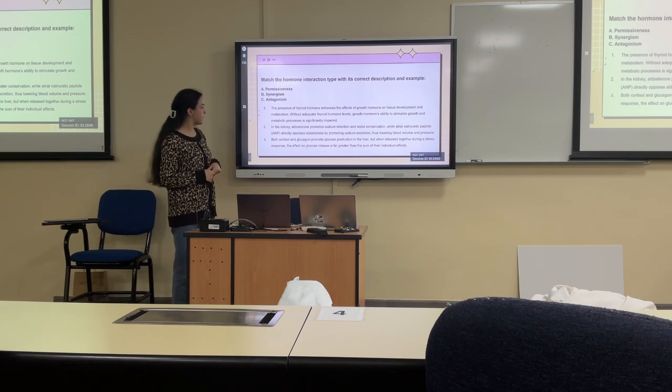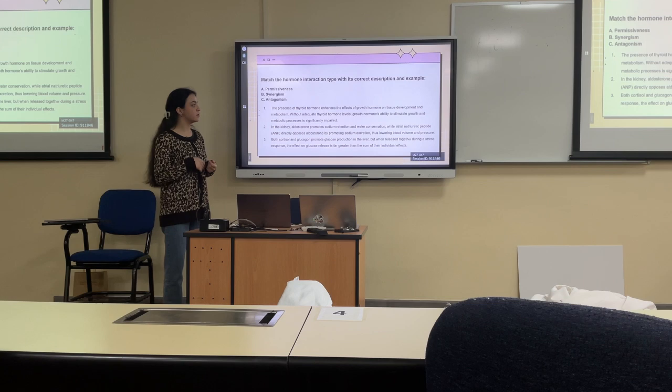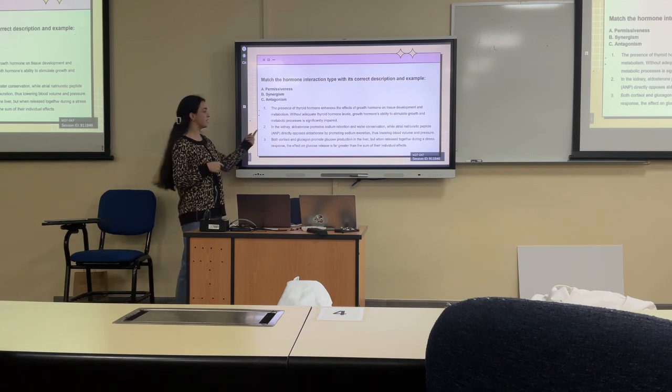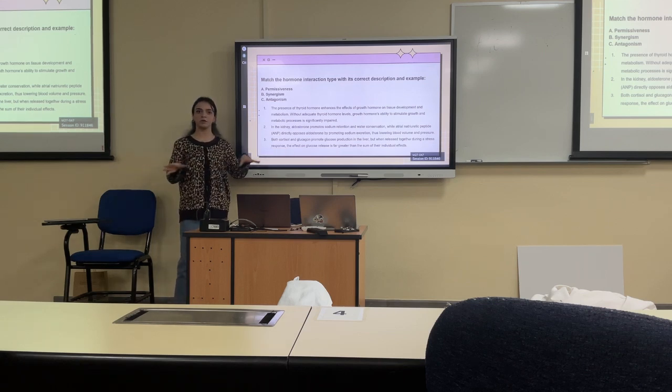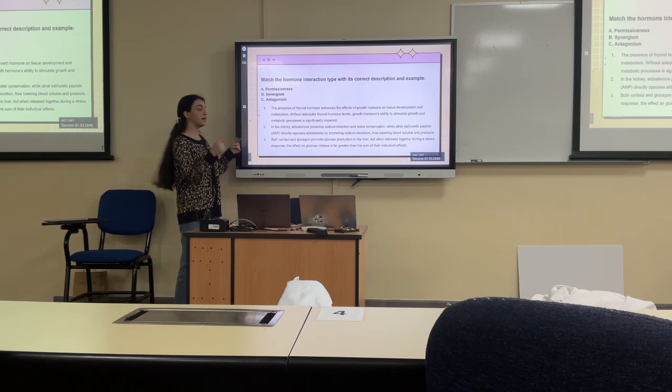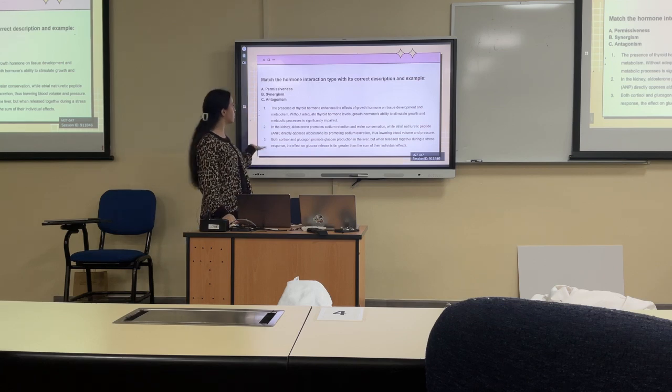And the third example, both cortisol and glucagon promote glucose production in the liver, but when released together during a stress response, the effect on glucose release is far greater than the sum of their individual effects. Each one of them, cortisol alone and glucagon alone, can increase glucose levels in the blood. But when they act together, they enhance the release of glucose. This is what we call synergism.